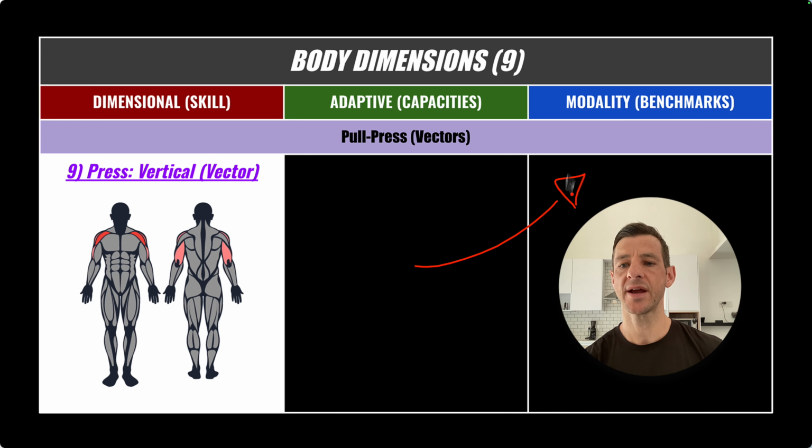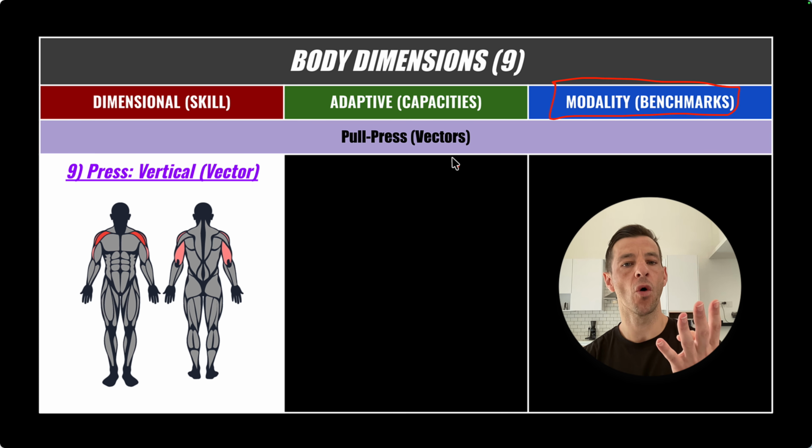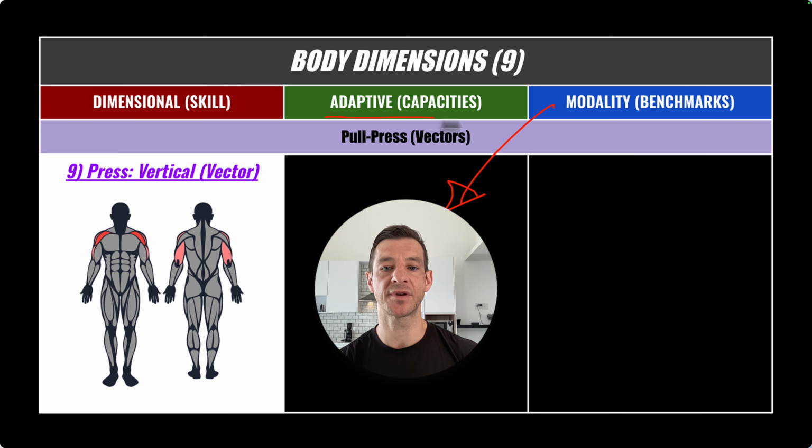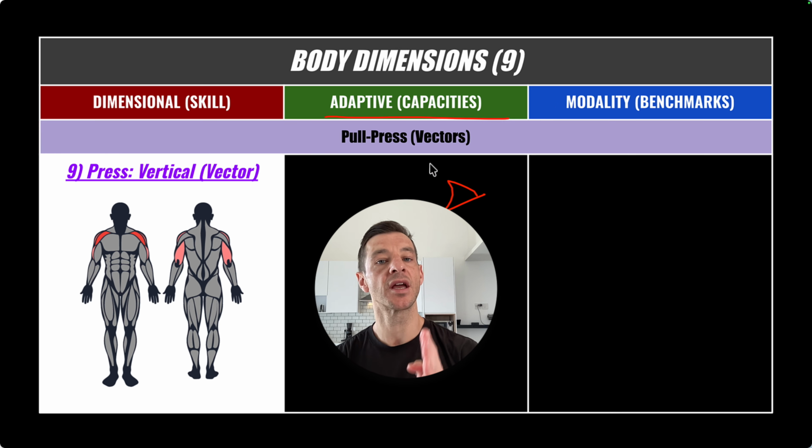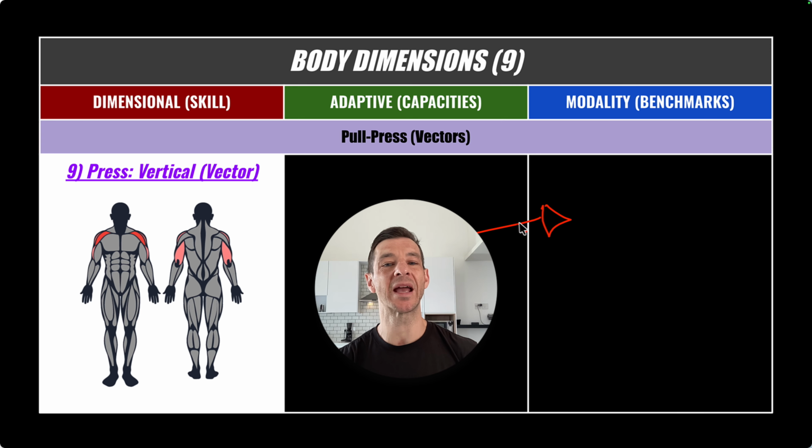To the right of our matrix, we have our modality benchmarks. Today we're going to explore 4 performance targets, 3 in the gymnastics category and 1 in the weightlifting category. We will then move to the adaptive capacities column of our matrix. Here we will explore which mobility, stability and strength requirements that all these benchmarks share in common.